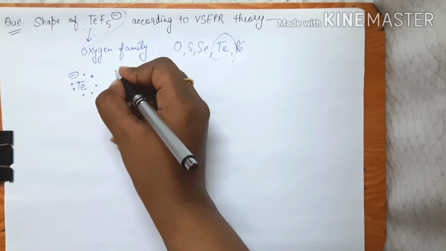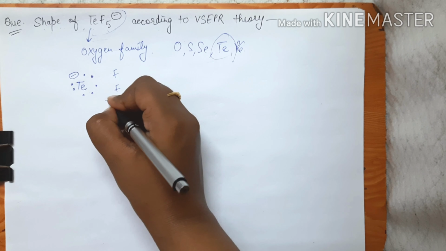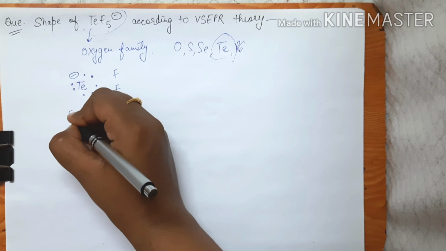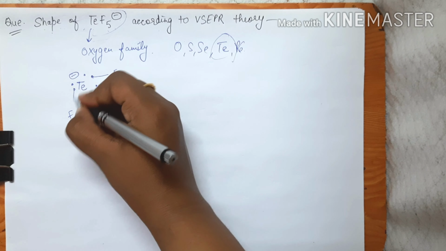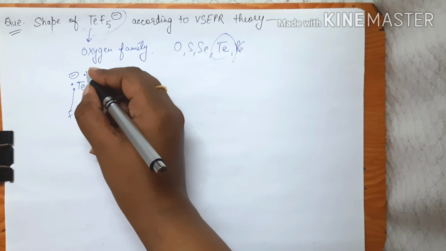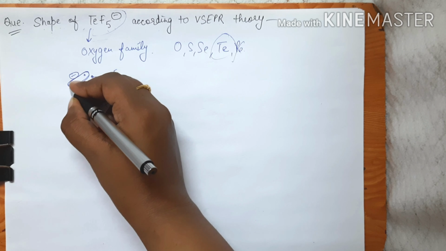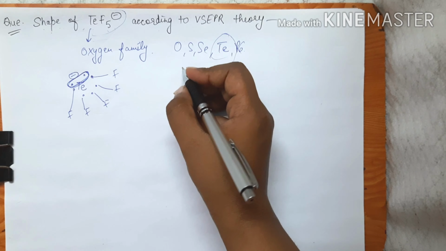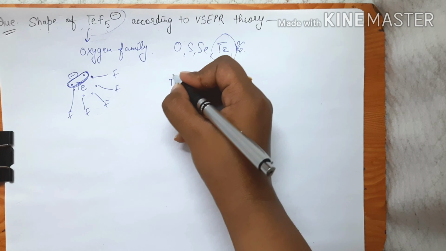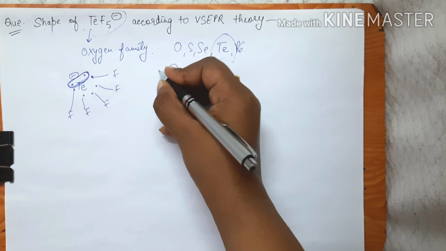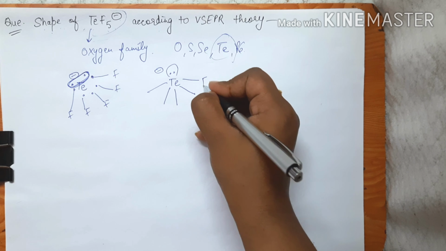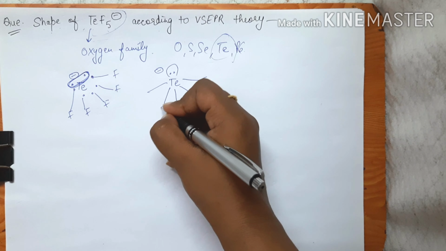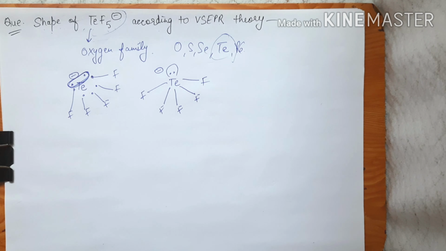Now it is attached to 5 fluorines: 1, 2, 3, 4, 5. So it now has 2 electrons which will be present as a lone pair. So it will be like this: tellurium having 1 lone pair along with a negative charge, with 5 fluorines attached to it. Okay, the rough structure will be like this.